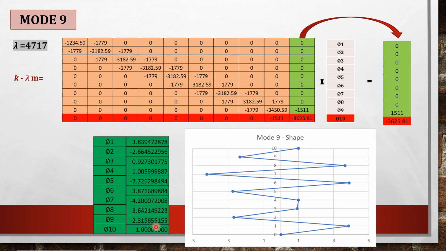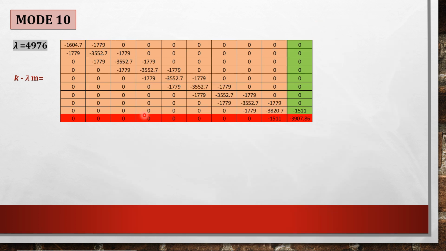Meron tayong 10 eigenvector. We assume that this eigenvector 10 is equals to 1. Then, plug in natin itong value dito sa graph. So, ito yung magiging mode shape natin. The same with the mode 10. The lambda is equals to 4976.